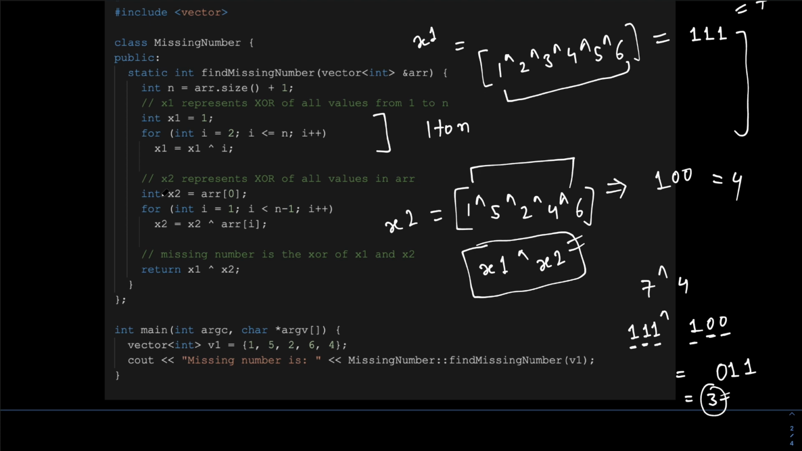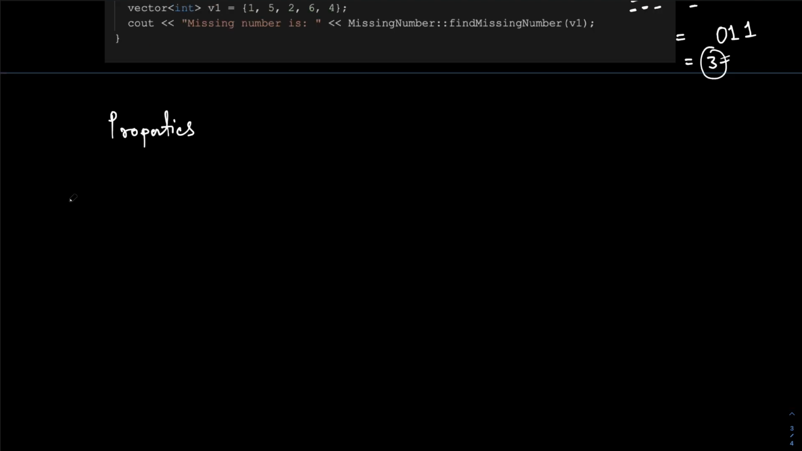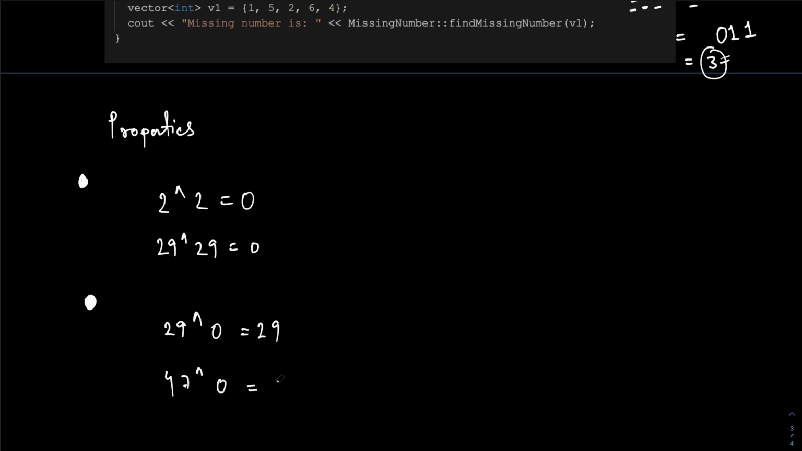Let's see a few properties of the XOR operator. They are really very important properties of XOR. The first one is whenever we do XOR of a number with the same number, we are always going to get 0. It means XOR of 2 with 2 always gives 0, or 29 XOR 29 will give 0. This is the first property. Second one, whenever we do XOR of a number with 0, we are always going to get the same number. It means 29 XOR 0 will give 29, and 47 XOR 0 will give 47.